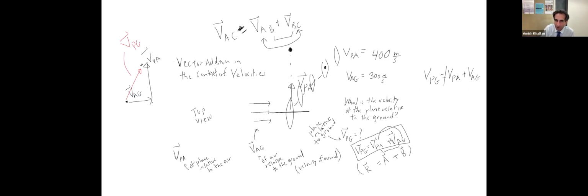With a speed that's larger than the speed of the plane relative to the air, because this is the hypotenuse of a right triangle. Right? Can somebody tell me what is the speed of the plane relative to the ground, the magnitude of that velocity? Or how I would go about finding it?